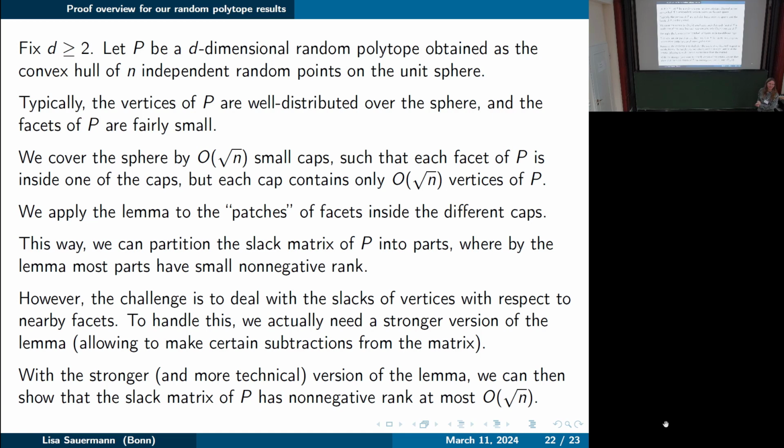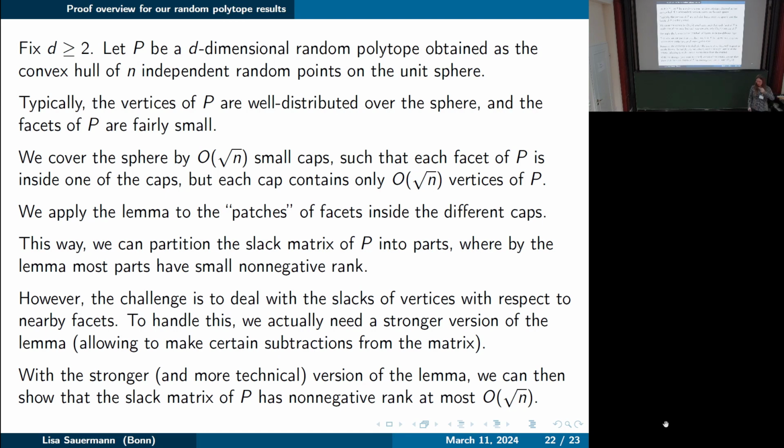The lemma on the previous slide was not enough. We need a stronger version of this lemma, which is more technical. That's why I didn't tell you the full statement. We need a more technical version which allows you to make certain subtractions from the matrix. It's a bit technical, so I don't want to state it in full, but basically you have again this patch of facets, these vertices which are far away, and it doesn't just say something about the non-negative rank of the matrix M V prime F prime itself, but also the non-negative rank when certain types of subtractions are allowed from that matrix.